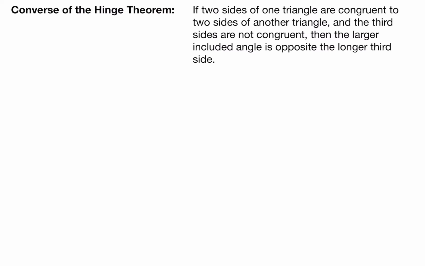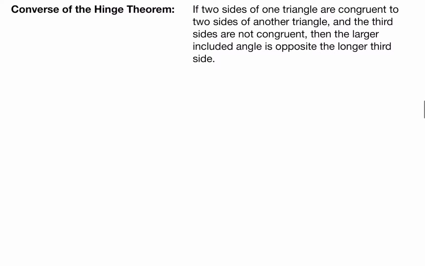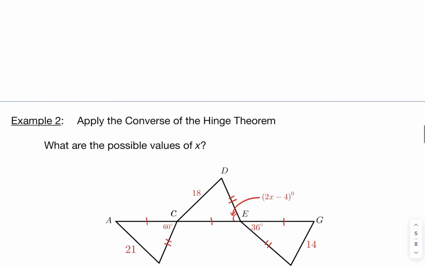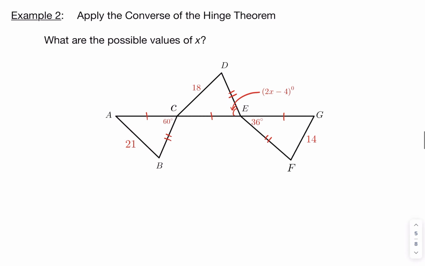So in this converse theorem, what this is basically saying is we have two triangles, and two of the sides are identical. The third side of one triangle is larger than the other, and so the angle opposite the longer side is going to be the larger angle between the two triangles. Okay, so let's take a look at an example to demonstrate this converse hinge theorem.